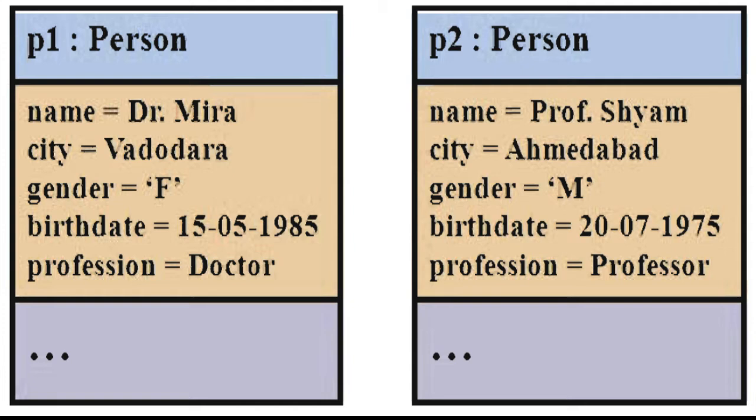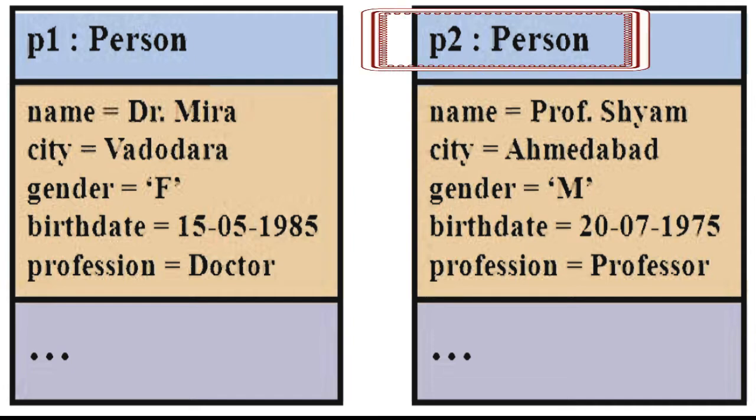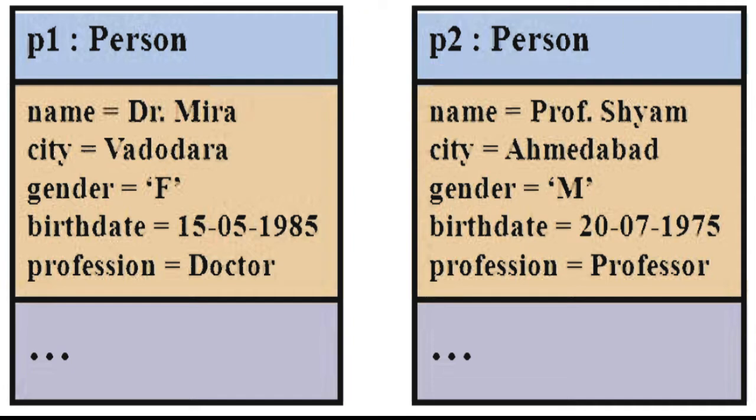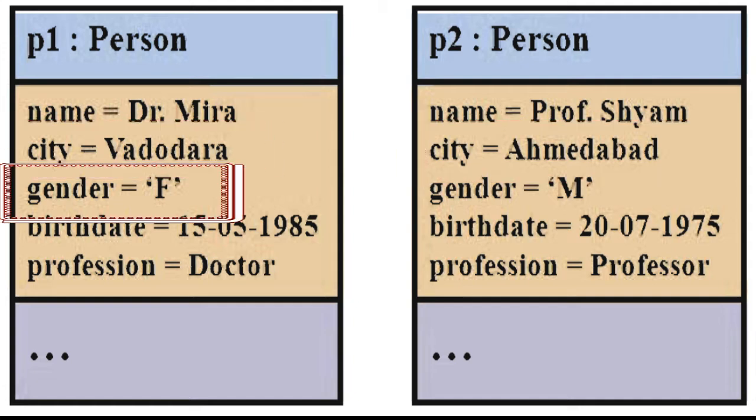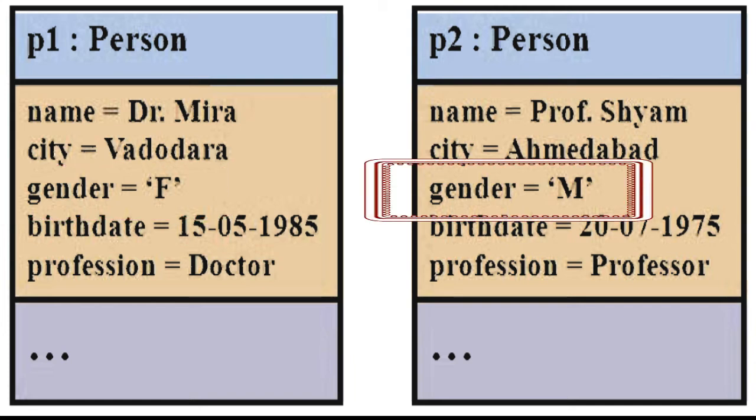Here there are two people, person one and person two, and we are going to give different values to these attributes. For example, the name attribute of person one is Dr. Meera, and the name of the second person is Professor Shyam. Then the city attribute has value Vadodara for person one and Ahmedabad for person two. The gender is F for person one, M for person two.